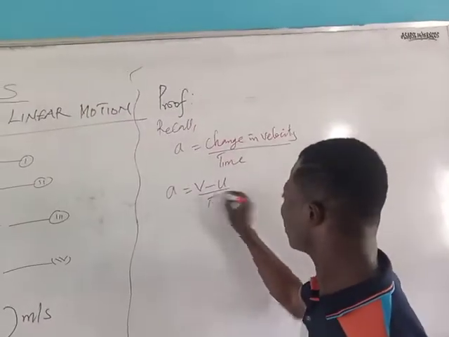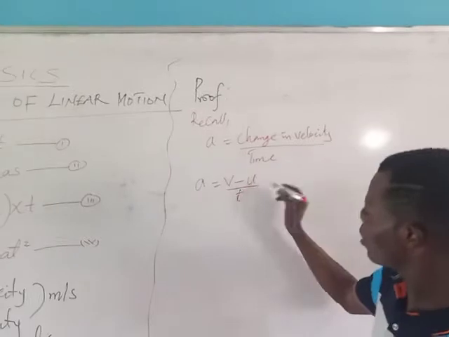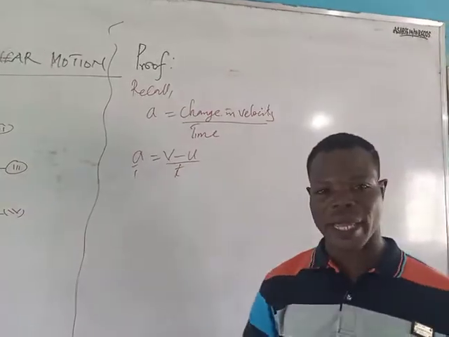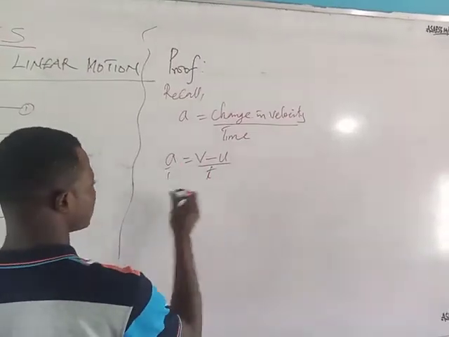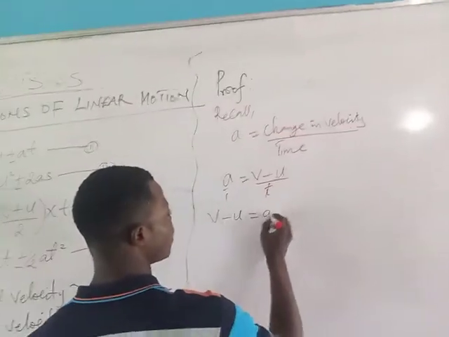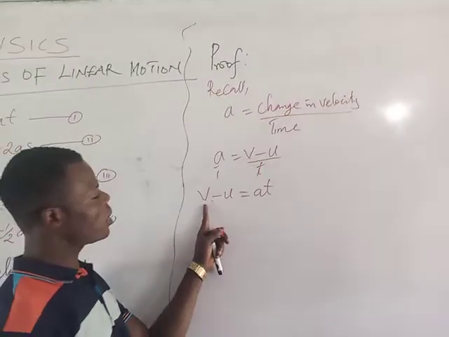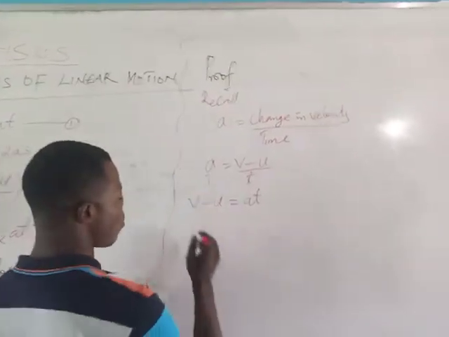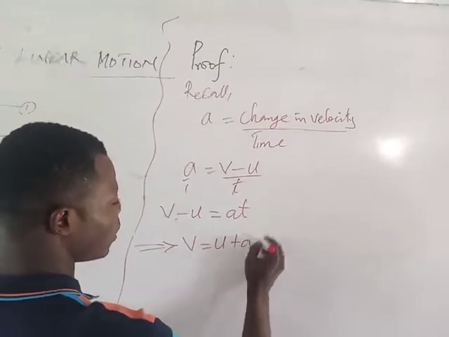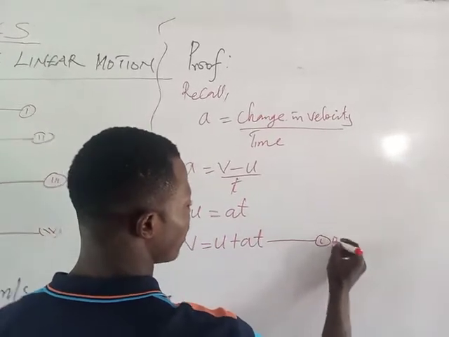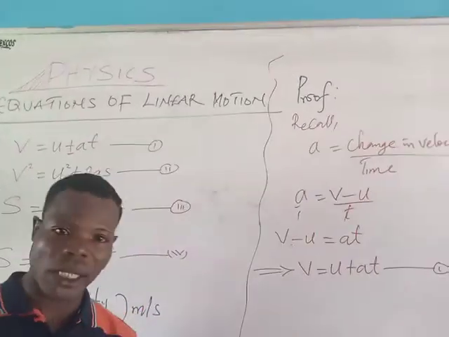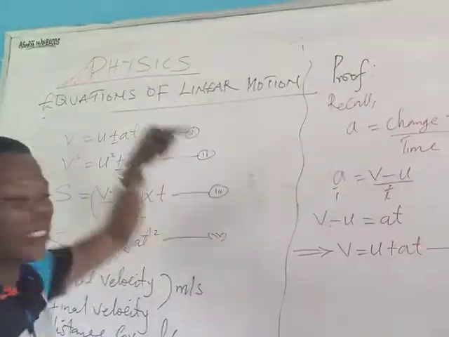All over what? Time. Now, if our A is equal to change in velocity over time, by the time we cross multiply here, we are going to have V minus U equal to AT. And if you make V the subject of formula in this equation, we are going to have V is equal to U plus AT. This is equation 1 proved. We discovered that this is the same thing as this. So that is how this equation is derived.